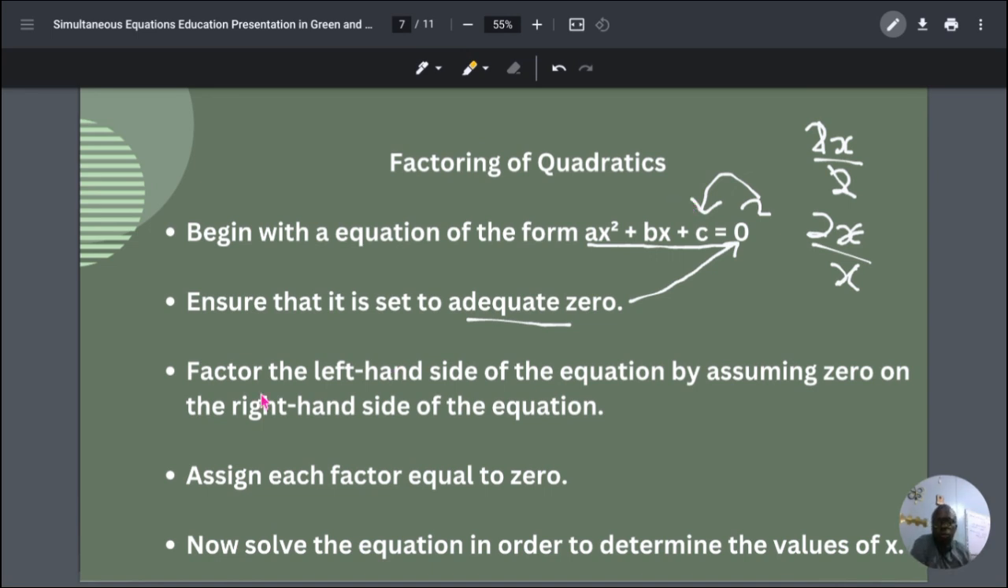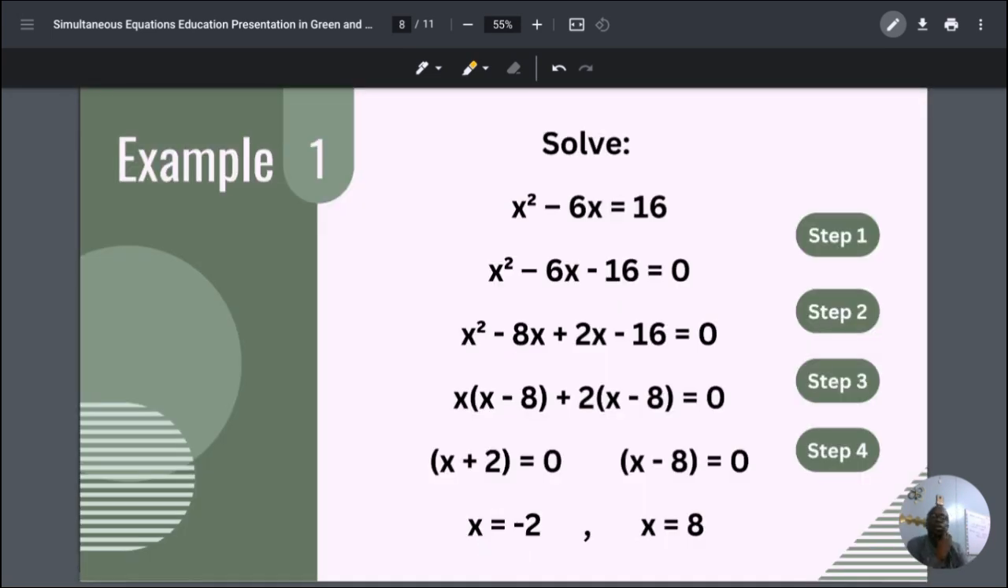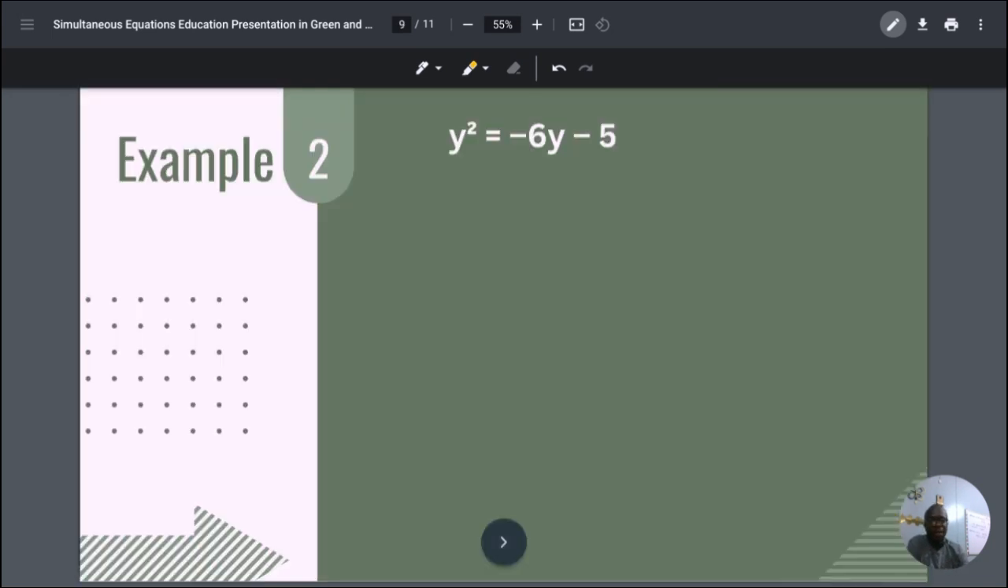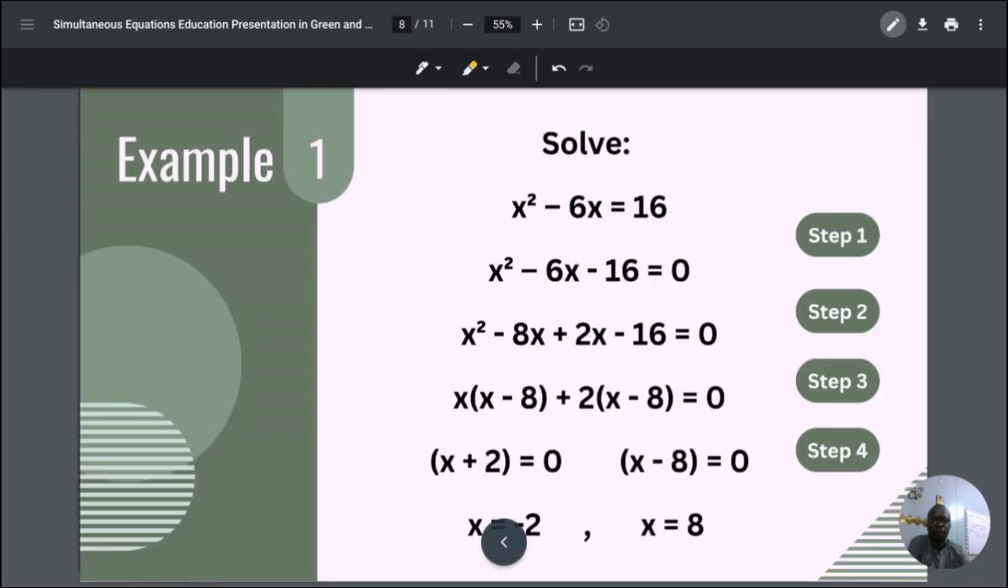The next step is to factor the left hand side, assuming 0 on the right hand side, as I'll show when treating the examples. Then you assign each factor equal to 0 and solve the equation. So let's go through the steps by doing these examples. Example 1 has been done for you, although I have examples 2, 3 and 4 that we will do ourselves. I want to take you through the steps that arrived at this answer: x is equal to -2 and x is equal to 8.